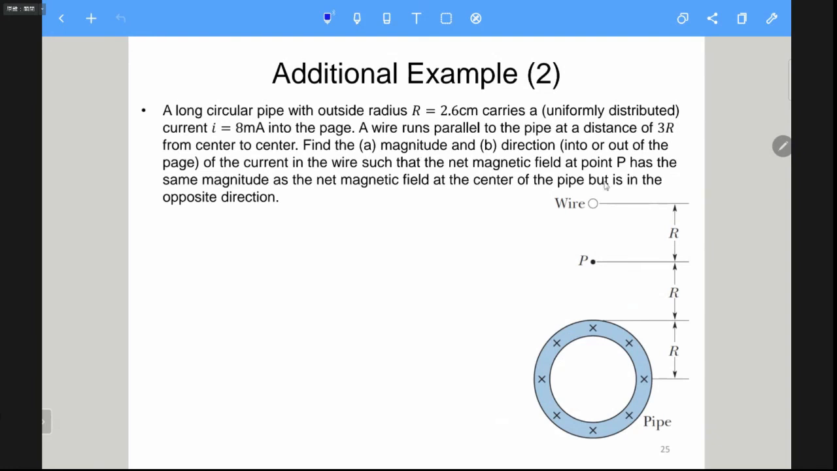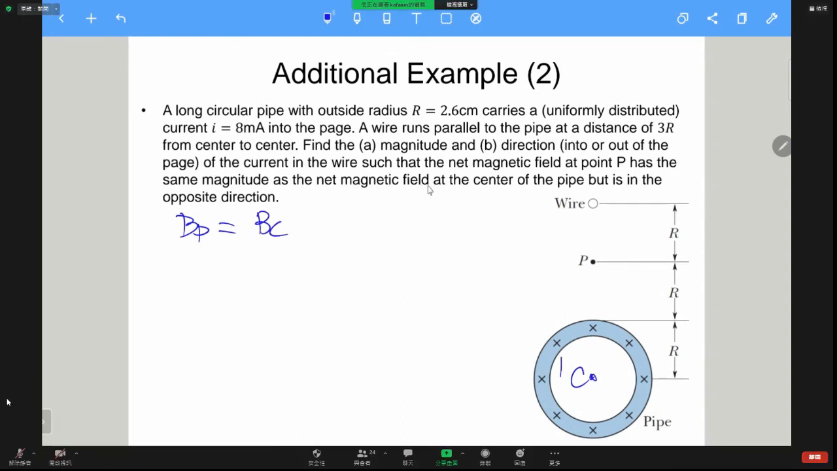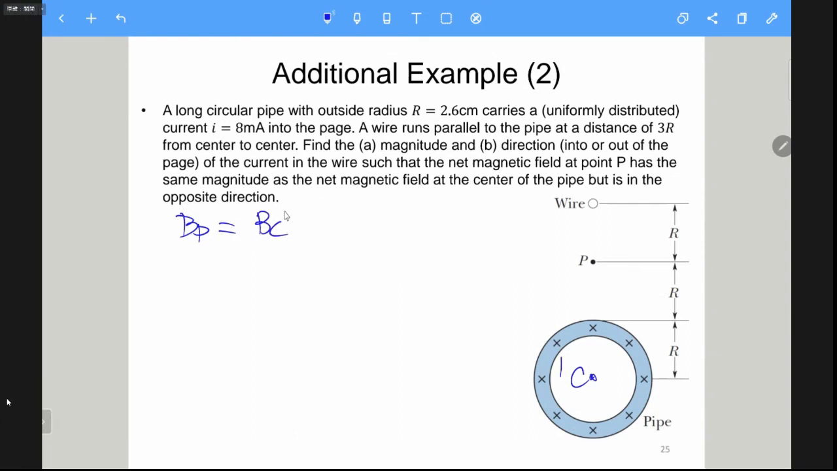And it asks what is the magnitude and direction of this current, such that the net magnetic field at point P, at this point, BP, has the same magnitude as the net magnetic field at the center of the pipe, which is C, BC. The magnitude will be the same, but the direction will be opposite, which means BP equals minus BC.